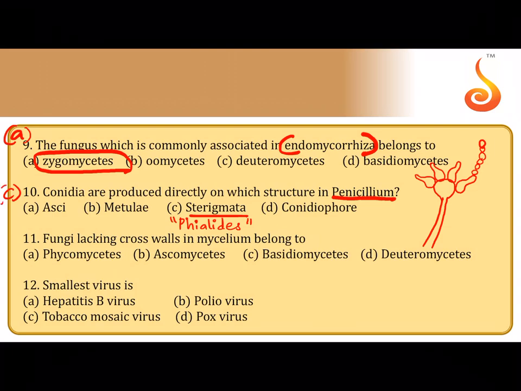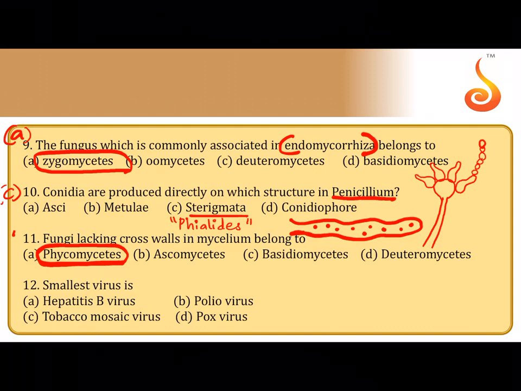Fungi lacking cross walls. When a fungus has a hypha, we had learnt it in the synopsis. If this is the hypha and if it is just a mass of protoplasm with many nuclei without any cross wall, we call it as what? We call it as aseptate and coenocytic, and the class which includes aseptate and coenocytic hyphae is Phycomycetes.